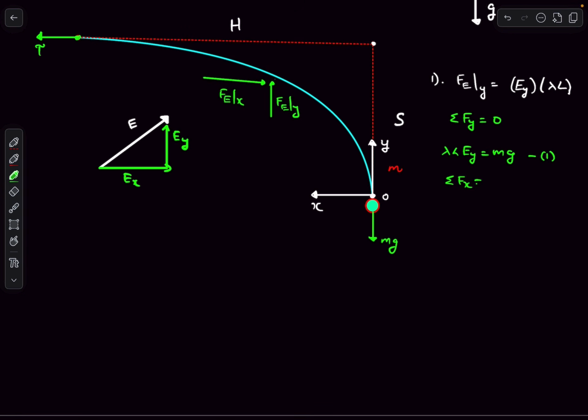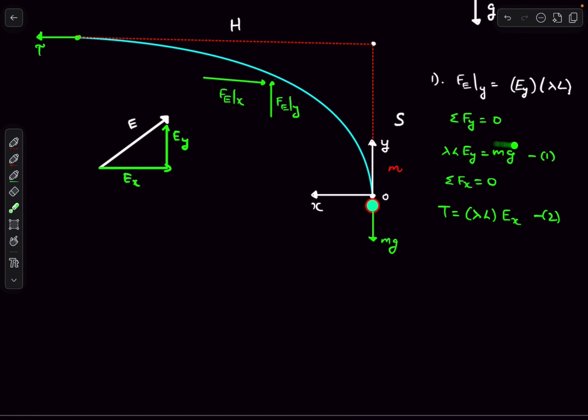Okay, now let's write down the force balance in the x direction. So in the x direction we have the tension T acting horizontally, and we have Fe, the electric force in the x direction. So the tension T is equal to lambda L multiplied by Ex. Okay, and this would be my second equation.